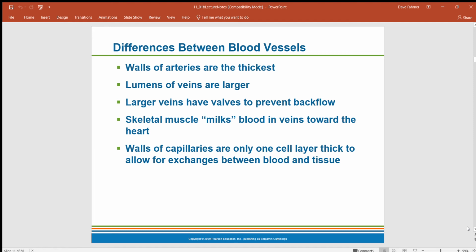You'll be able to see that the walls of the capillaries, capillaries being the smallest vessels, are only going to be one epithelial cell layer thick to allow for exchanges to occur between the blood and the cells of the body. We always talked about the capillaries as being leaky. They're leaky for a reason.